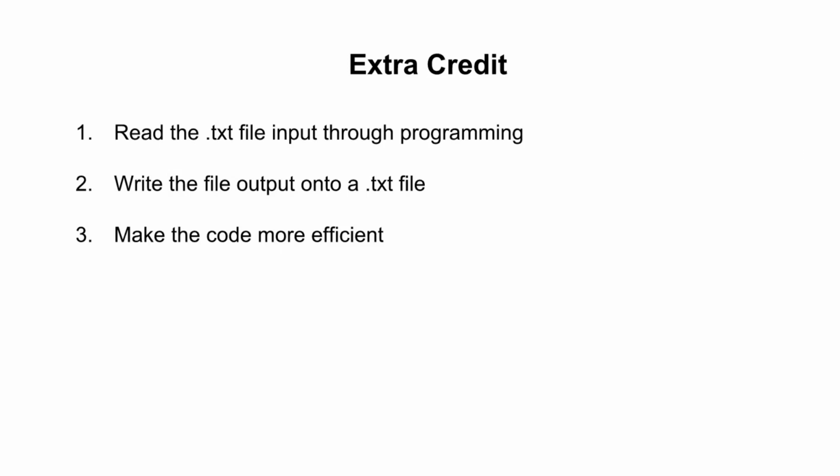Okay, so now that we've reached the end and we've coded our solution, let's take a look at a little bit of extra credit. So what can we do afterwards? There's three main things that I encourage you to implement if you have a little bit of extra time. The first thing is reading the .txt file input through programming means. So what I did before was I just copied and pasted the sequence, and then I ran the program again.